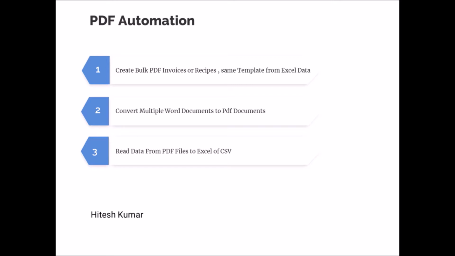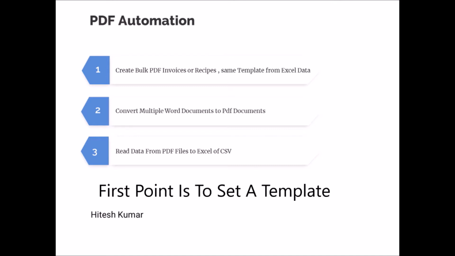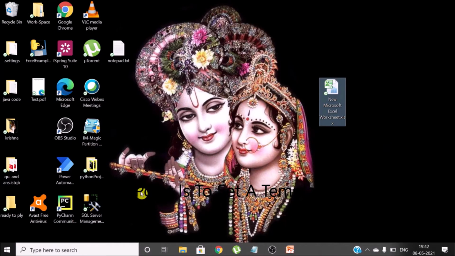All right, so the first point is that to create a PDF we need some data in Excel or in a CSV file, and then we need a template. So there are two things which are required. So let's have a look first of all at what kind of data I have for you. So I have some sample data here.